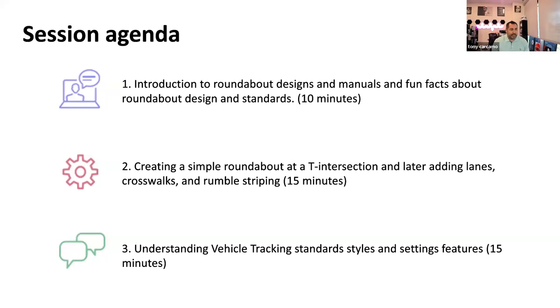All right, so I'll get started. In this session, we're going to do a light intro to vehicle tracking if you've never used it. It's a great way to do preliminary design or even final design for your roundabouts. This session will be for site designers. We're not going to be building corridors. We're going to build our basic 2D layout of a roundabout. In the first section, we'll talk about some of the design standards you're going to be looking at when you design a roundabout. In the second part of the video, we'll actually talk about laying out a T-intersection roundabout. And in the third section, we'll take a deep dive into the settings and styles of a roundabout.